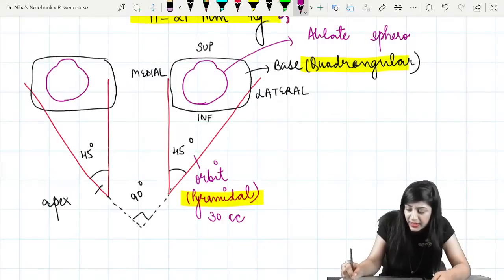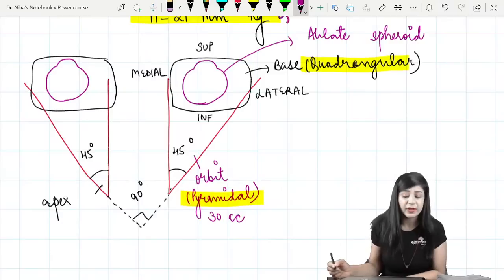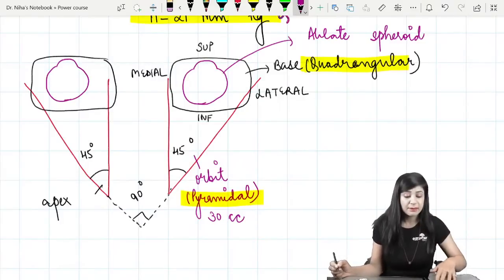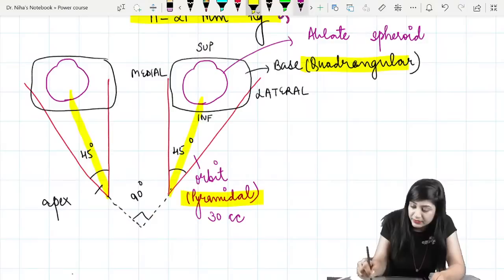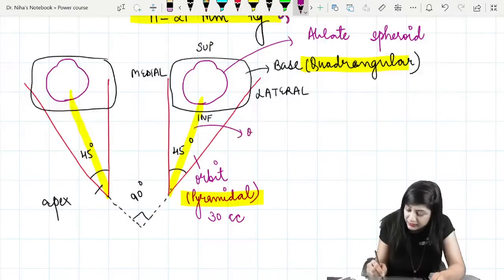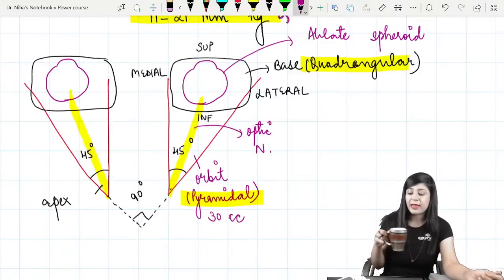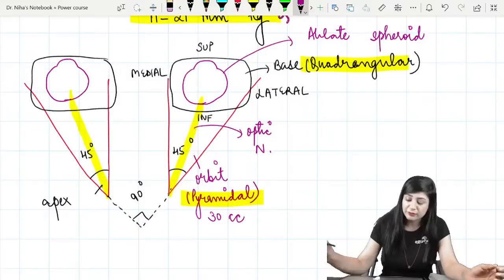Please draw comparatively larger diagrams, especially the boys. Boys make very small ones, and afterwards there is a lot of problem for labeling also. Make big diagrams, and from this eyeball comes the optic nerve like this. This is the optic nerve here. So draw the diagram, and if you have drawn it, start giving me the thumbs up, so that I get to know that you have drawn it.